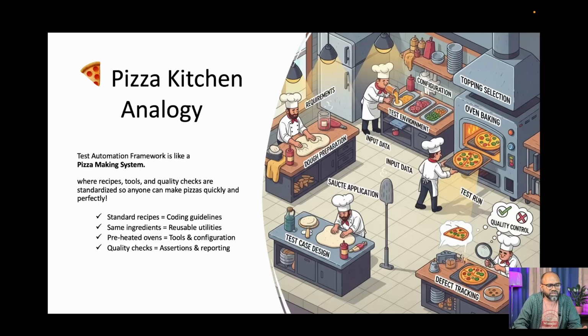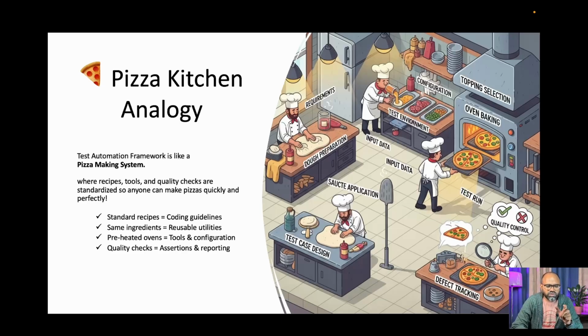This is another image of the pizza kitchen analogy. Test automation framework is like a pizza making system. This is my analogy: a test automation framework is like a pizza making system where recipes, tools, and quality checks are standardized, so anyone can make pizzas quickly and perfectly. Here my analogy is, standard recipes are nothing but coding guidelines, right? And ingredients means reusable utilities. Preheated ovens are nothing but tools and configurations. We will discuss all these things.